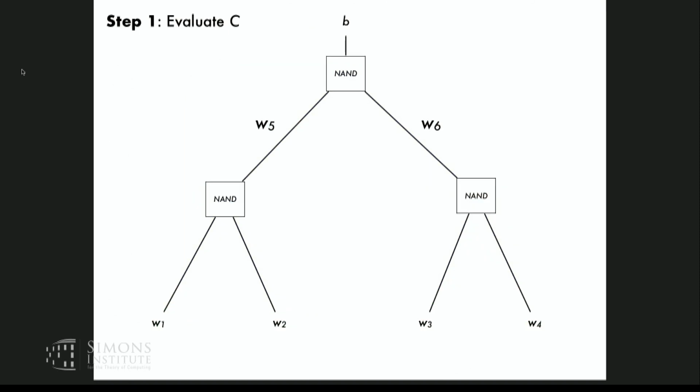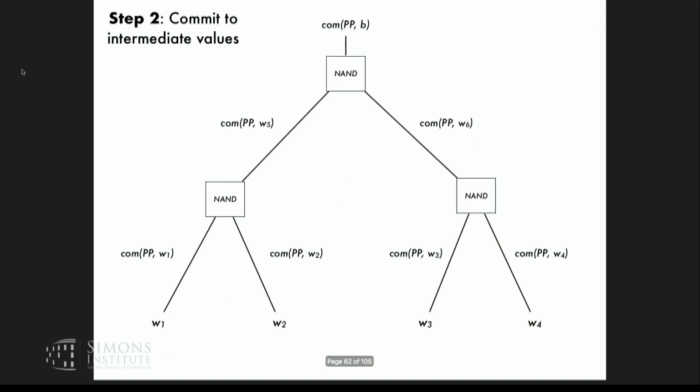So the first step is to evaluate this circuit. So you have these intermediate values. So the next step is to commit to the intermediate values as well as the witness, okay? And you also commit to the output wire. Okay? And the parameters associated with the commitment scheme, I'm going to use the word parameters a lot from now on. These parameters will be in the CRS.